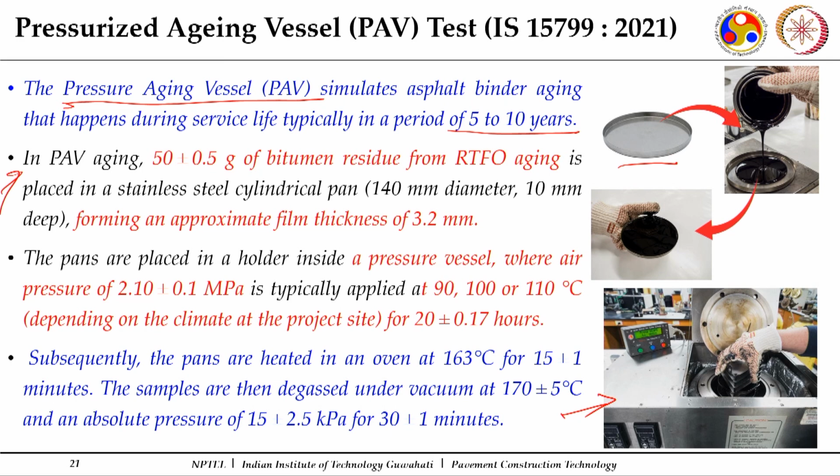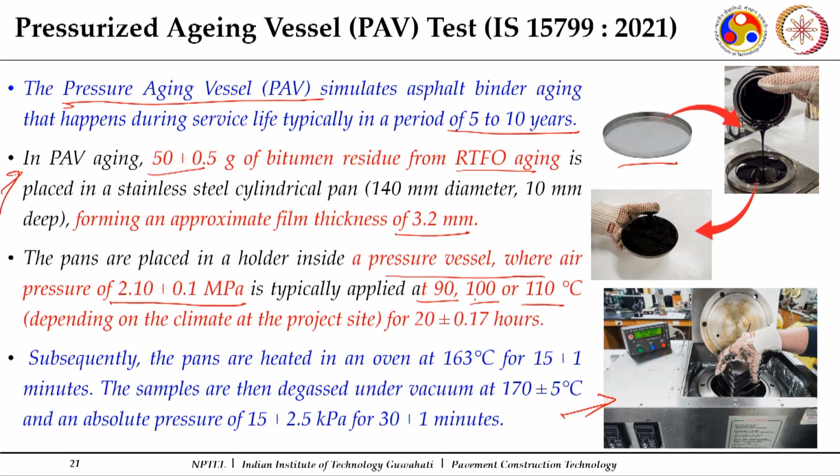The short term aged binder has to be used for this pressure aging vessel. So, what you obtain from the thin film oven or the rolling thin film oven has to be used in this particular one. A standard quantity of RTFO aged binder is poured into these standard pans, you get a standard thickness, and then the pressure vessel subjects it to an air pressure of around 2.1 megapascals and temperatures of 90, 100 and 110 degrees centigrade, which depends upon the grading of the binder.